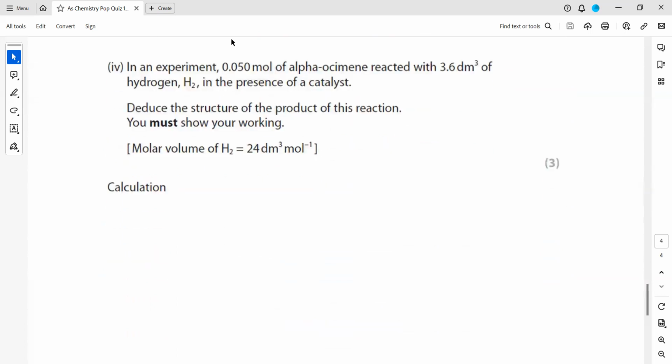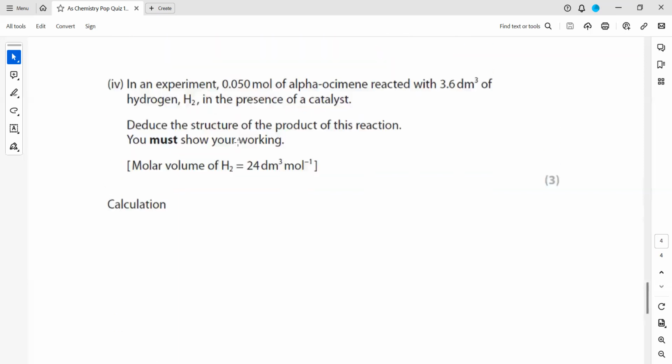Then in an experiment, 0.05 moles of alpha ocimene reacted with 3.6 dm cubed of hydrogen in the presence of a catalyst. Nickel is used as a catalyst here. Deduce the structure of the product of this reaction. You must show your working.